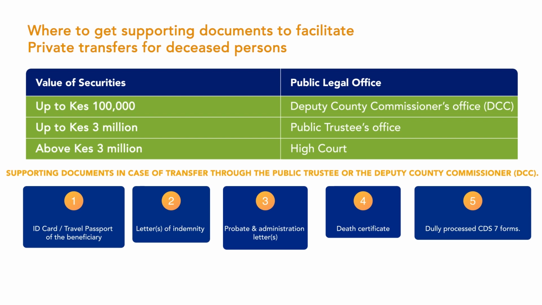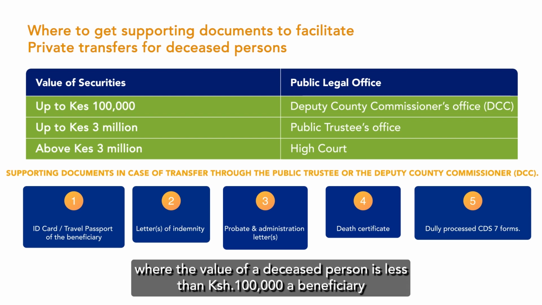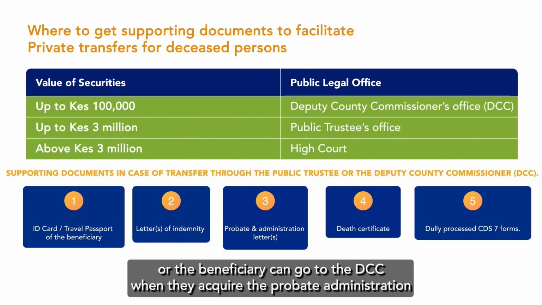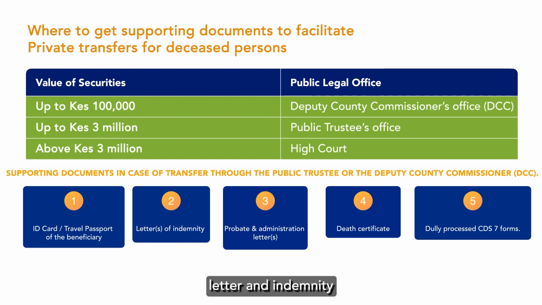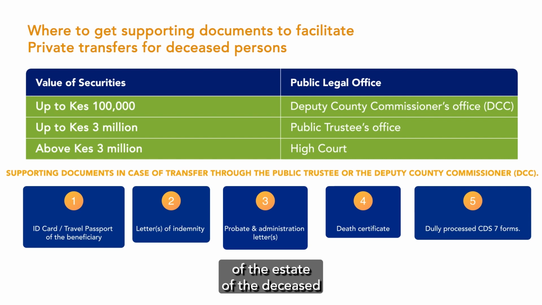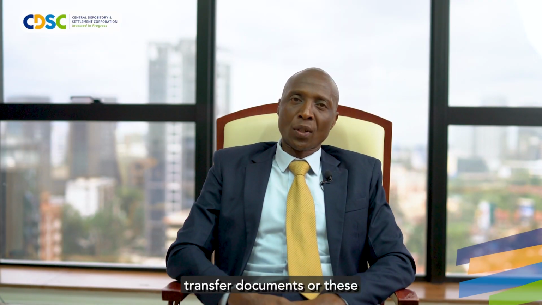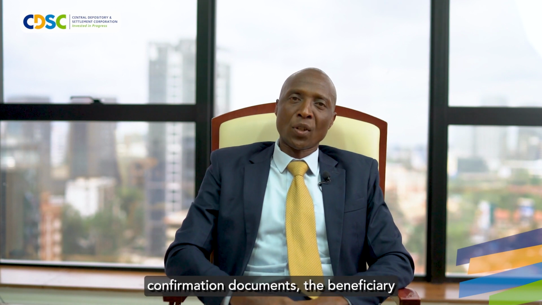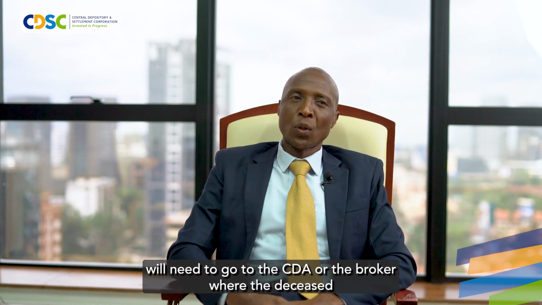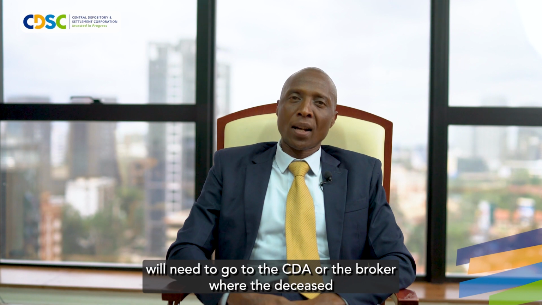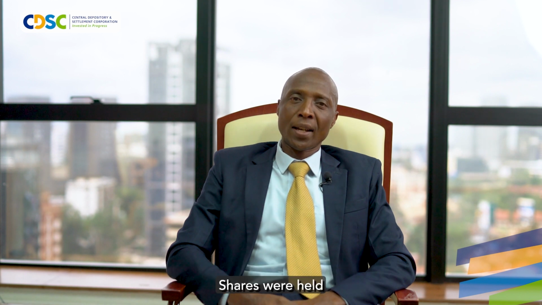Where the value of a deceased person's shares is less than 100,000, the beneficiary can go to the DCC, whereby they acquire the probate and administration letter and indemnity. This will confirm the beneficiary of the estate of the deceased. When they acquire the transfer documents or these confirmation documents, the beneficiary will need to go to the CDA or the broker where the deceased's shares were held.